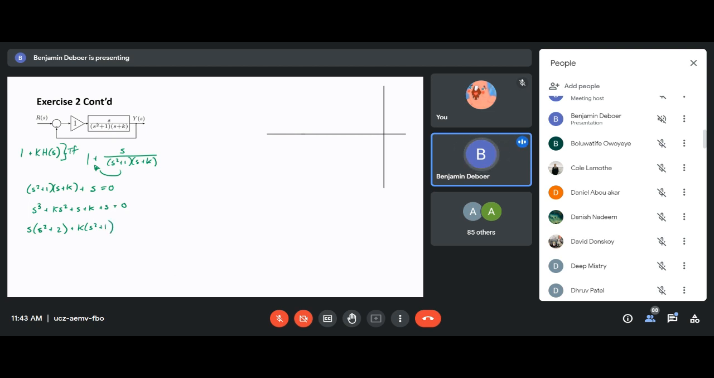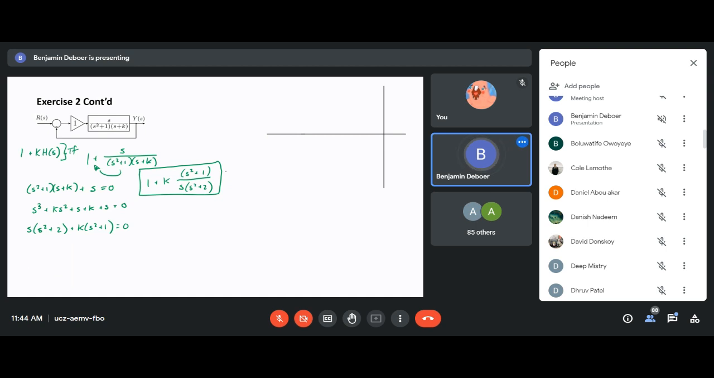Again, in order to get our standardized form, we're going to divide the whole system by S squared plus 2. And so we get 1 plus K (S squared plus 1) over S(S squared plus 2). Okay, so this is our standard form that we want to see for root locus, and this is our characteristic equation.